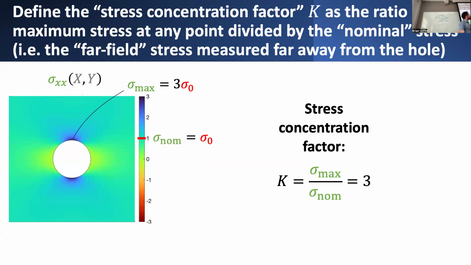So it's sort of like the average stress. That's the nominal stress. And we can also measure what's the maximum stress that occurs for this particular solution of a plate with a hole. In this case, it ends up being 3 times that sigma naught value, or 3 times the average stress. We can now define something called a stress concentration factor. Who here has heard of a stress concentration factor before? Maybe, maybe not.